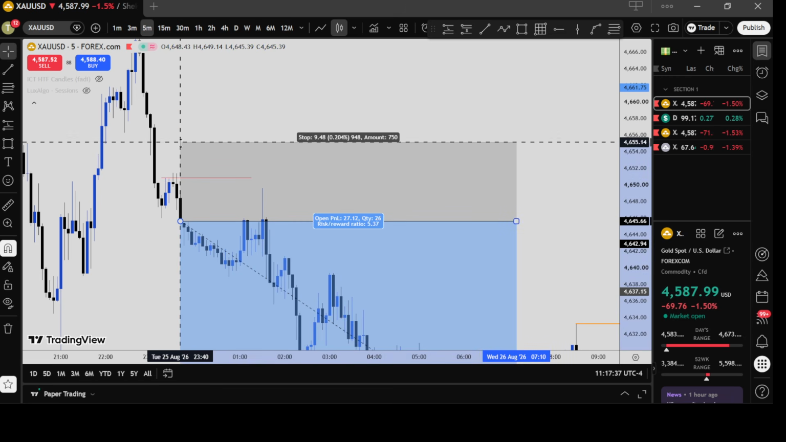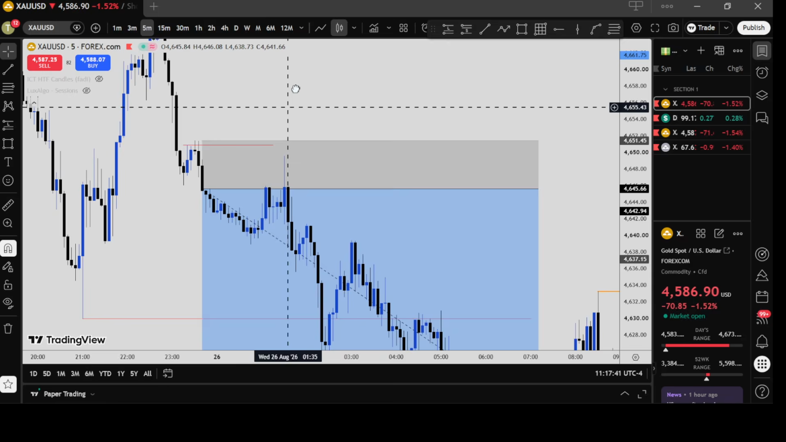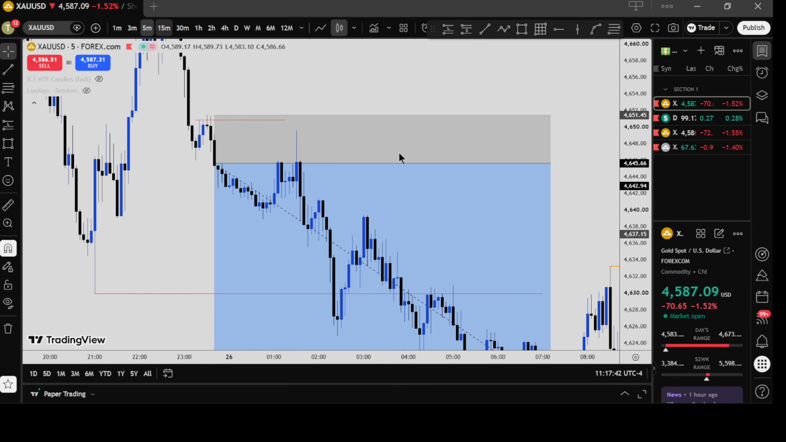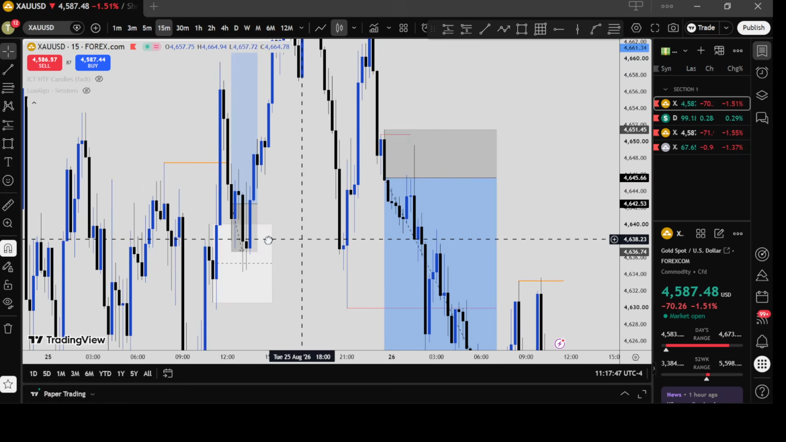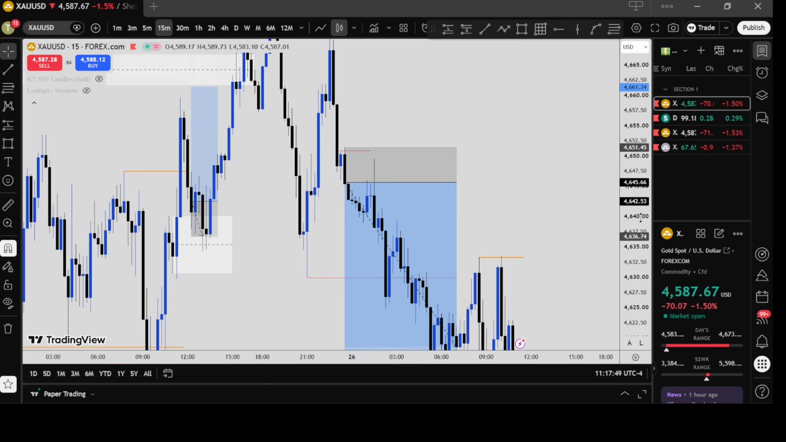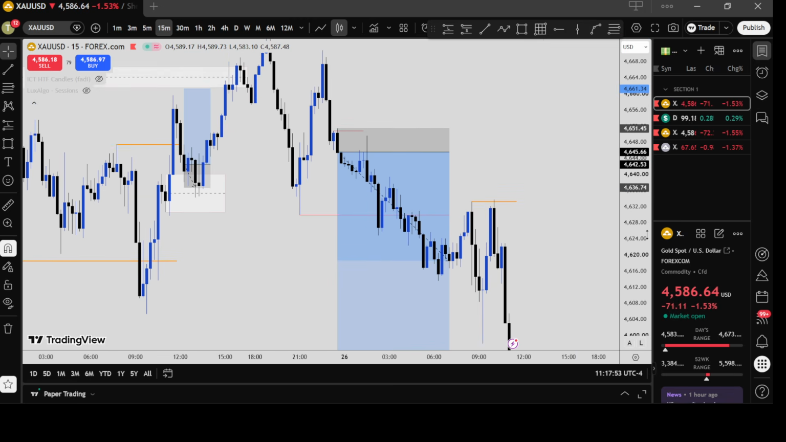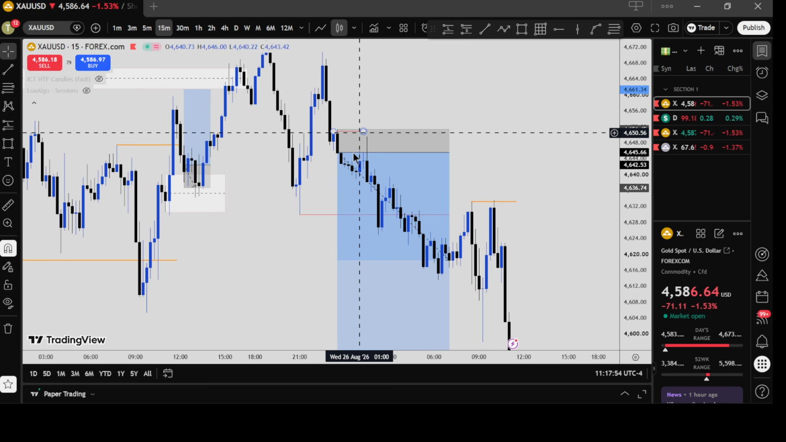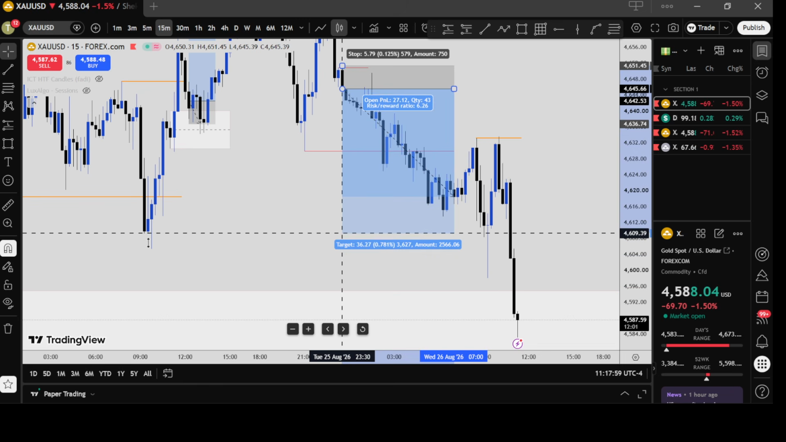Stop loss was this high, and the reason why I was confident about this trade was because we had this order block too. Although on another chart, I just marked out this order block, and then I just marked out this low. It was a 6R trade.